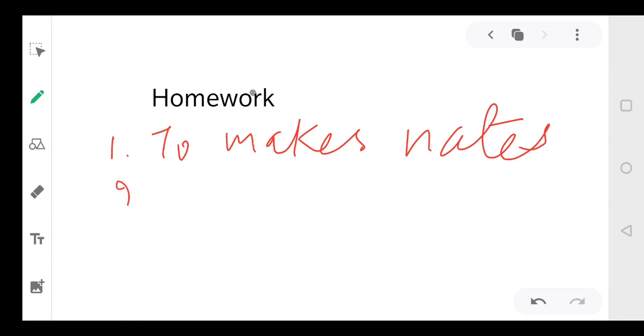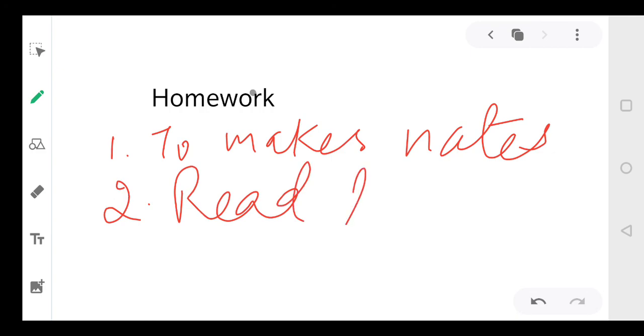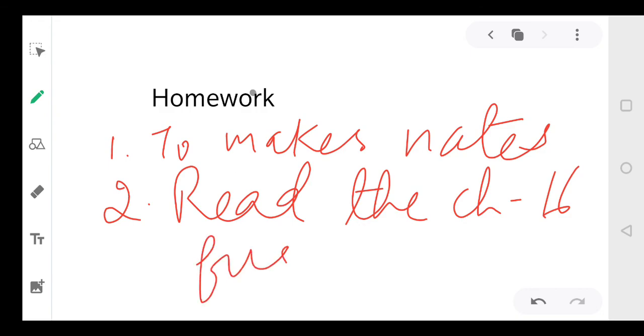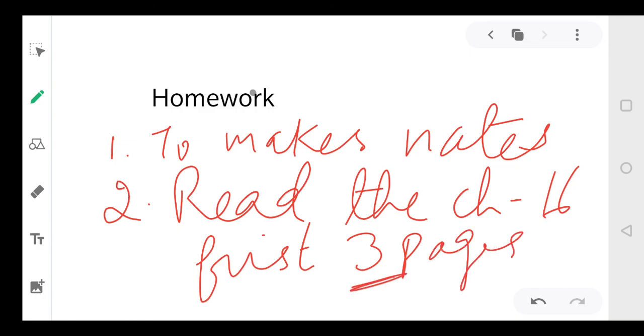Second is that you will read the chapter 16, first 3 pages. You will read the first 3 pages of chapter 16, right?